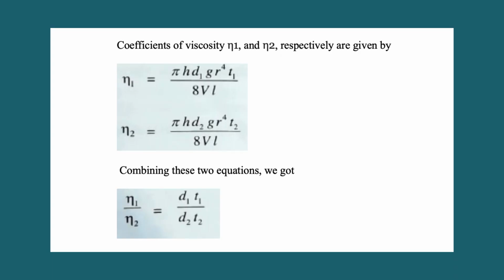Suppose equal volumes of two liquids 1 and 2 having densities d1 and d2 are allowed to flow through the same tube under identical conditions of temperature and pressure. Then the coefficients of viscosity eta 1 and eta 2 respectively are given by eta 1 equal to pi h d1 g r raised to 4 t1 divided by 8VL and eta 2 equal to pi h d2 g r raised to 4 t2 all divided by 8VL. So, combining these two equations and cancelling the common terms, we get eta 1 divided by eta 2 equal to d1 t1 divided by d2 t2.